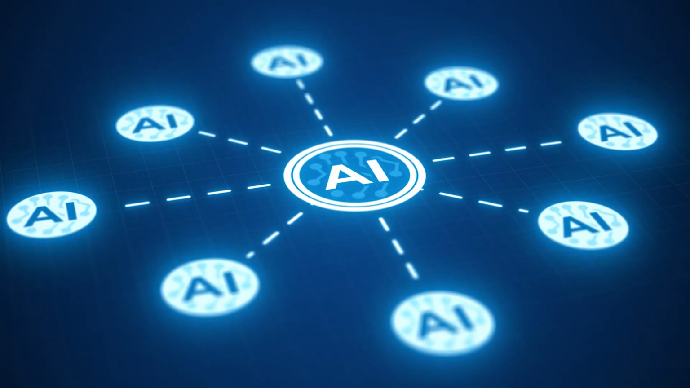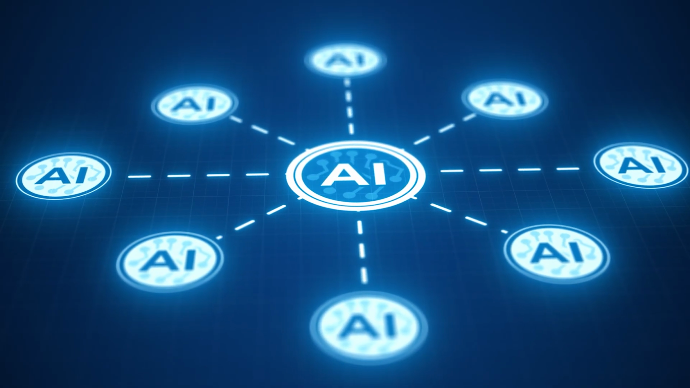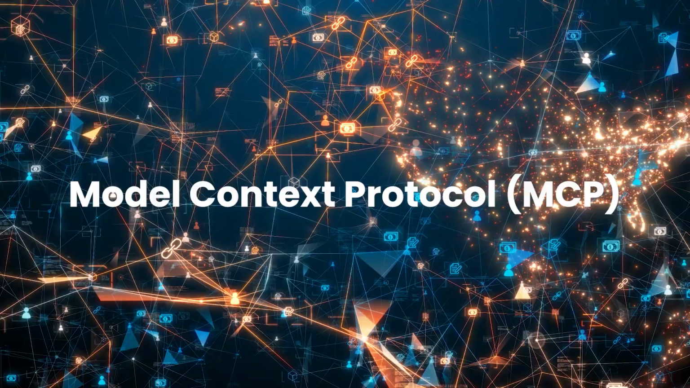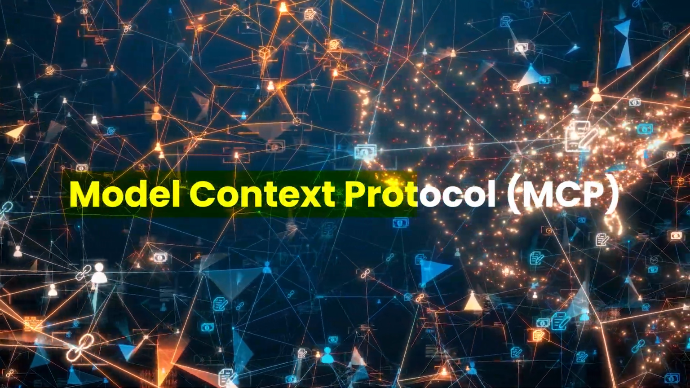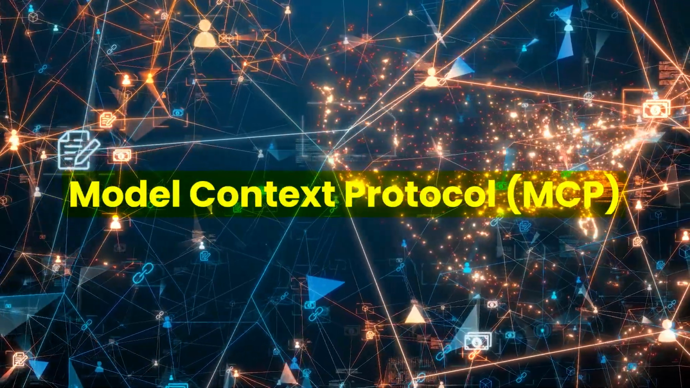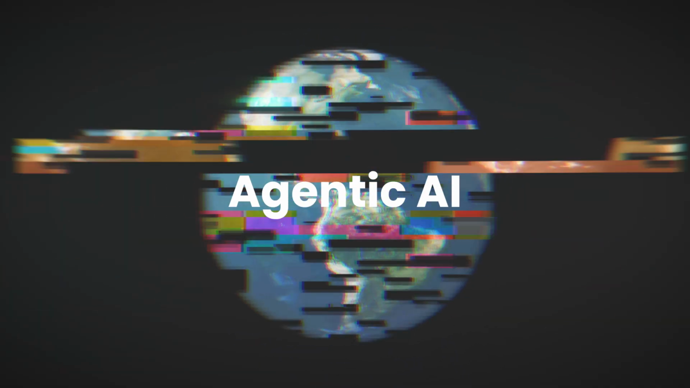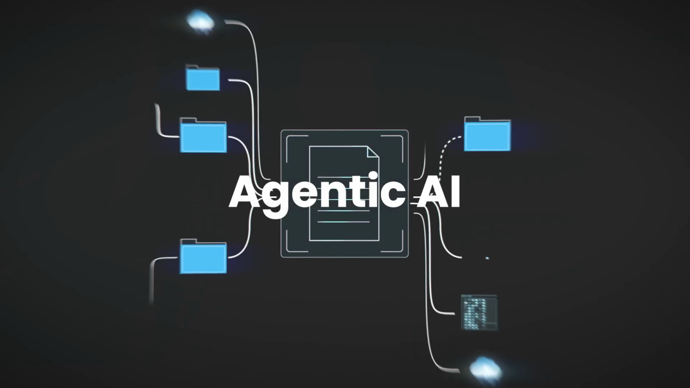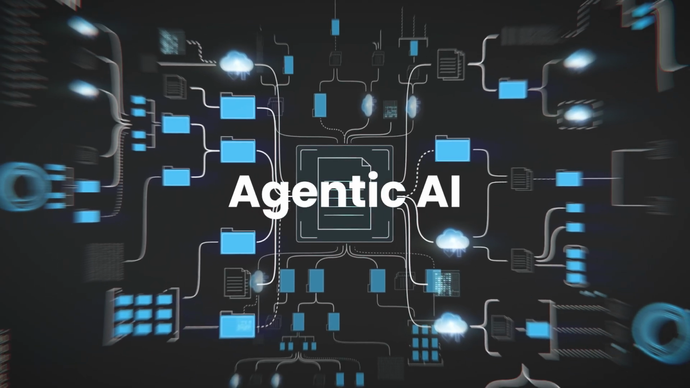Well, here's the deal. As AI models get more complex and more integrated into everyday applications, one of the biggest challenges is ensuring these models can communicate effectively with each other and with external systems. And that's where Model Context Protocol comes in. And it's pretty revolutionary. MCP is a key part of the growing Agentic AI field, which is transforming the way businesses use AI for automation and decision making.